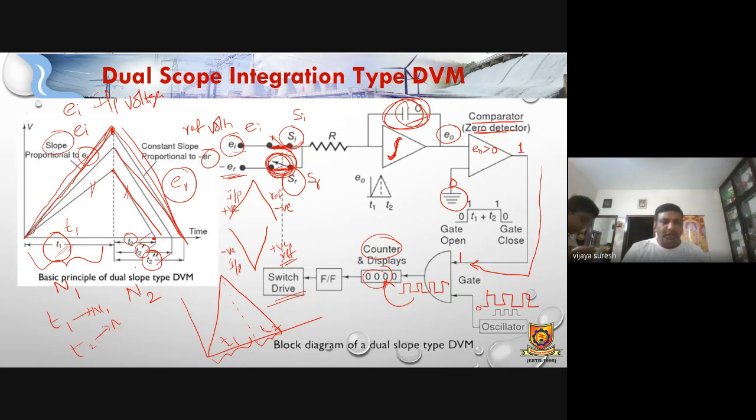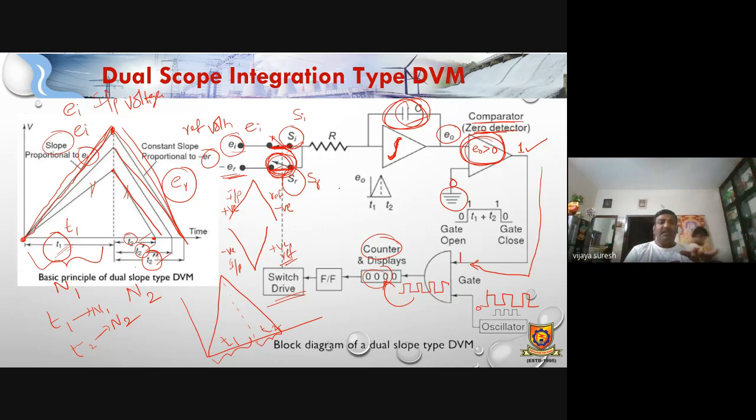During T2, N2 number of pulses. The start pulse and stop pulse are provided from this, because whenever the input starts from zero, E naught is greater than zero, then we get one as an output. That one is given to the AND gate. So with the oscillator, the counter starts counting. Whenever it reaches the maximum, the input signal switch is disconnected and the reference signal switch is connected.